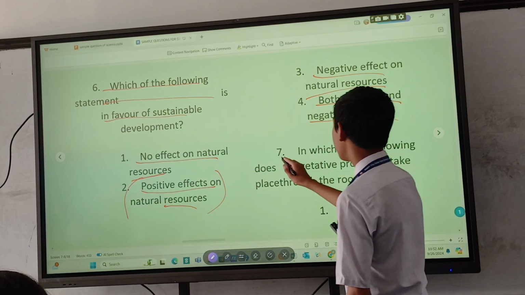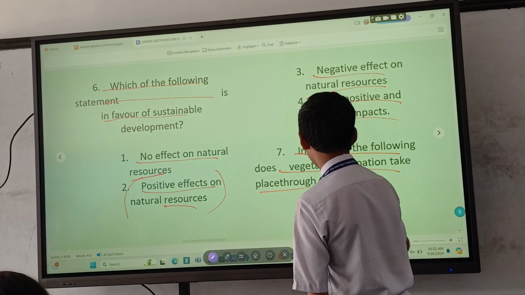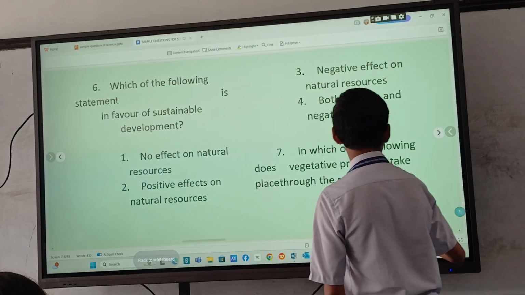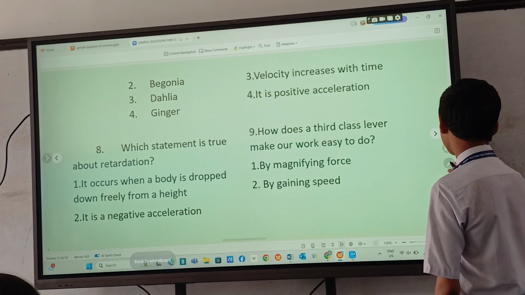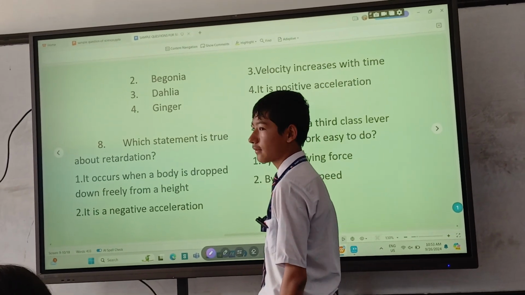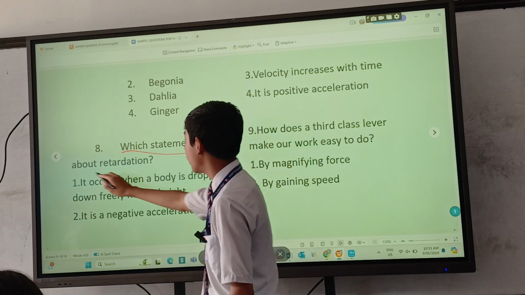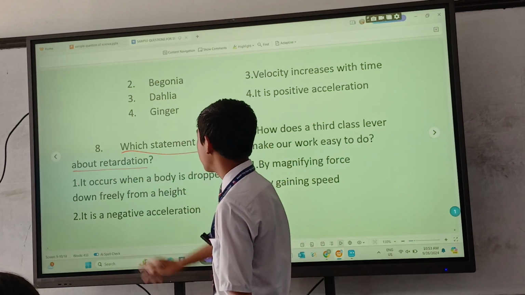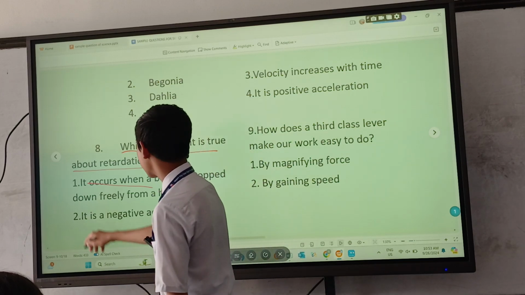The seventh question is, in which of the following does vegetative propagation take place through the root? Okay, the answer is potato. Yes. And the eighth question is, which statement is true about retardation? The options are, it occurs when occurring. Yes, the answer is correct.